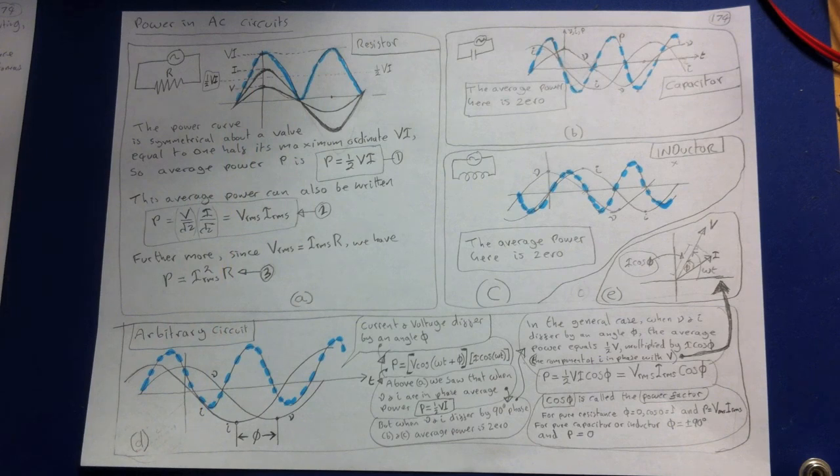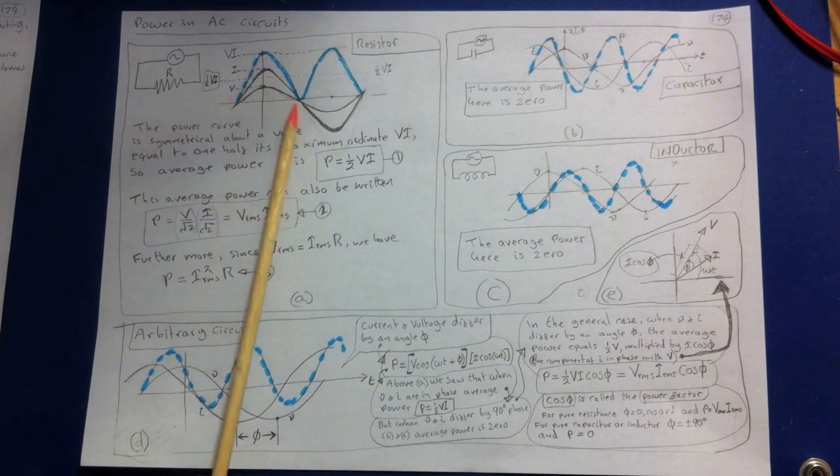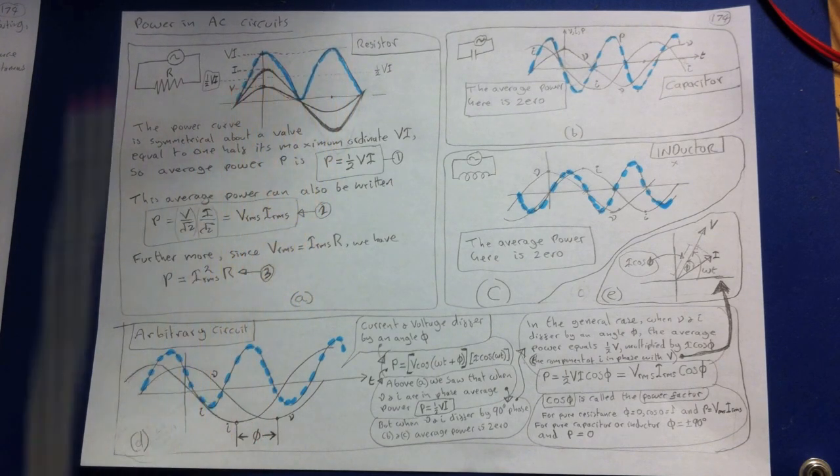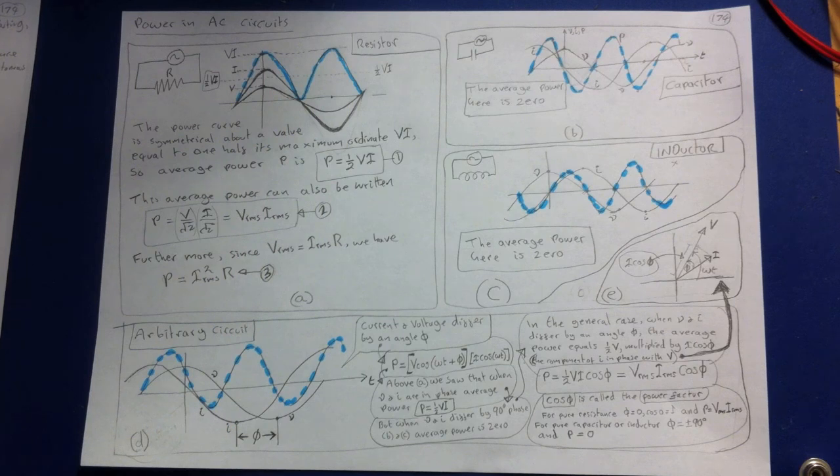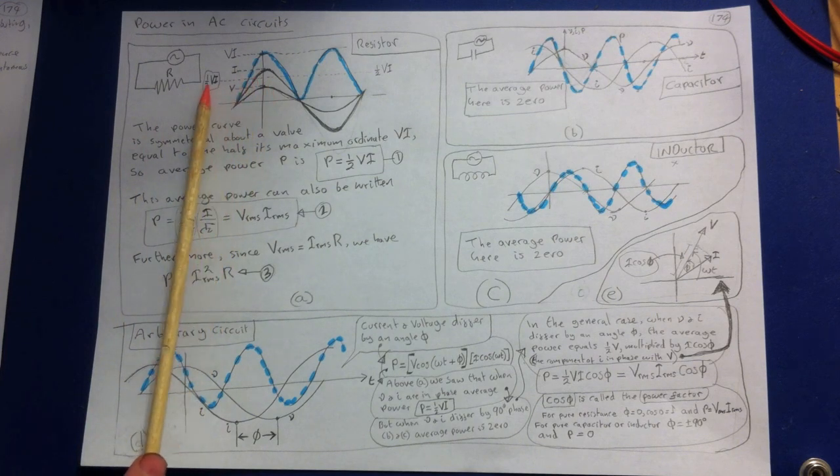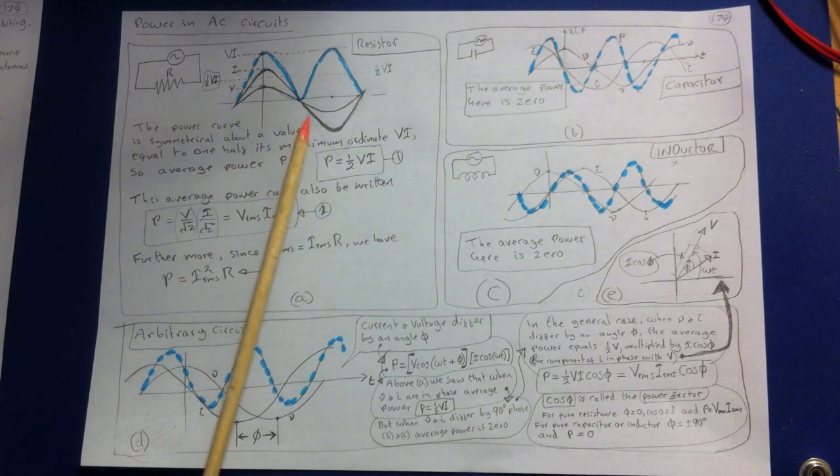The product vi is positive when v and i are both positive and both negative. That is, energy is supplied to the resistor at every instant for either direction of instantaneous current, although the rate at which it is supplied is not constant. Obviously there are some oscillations there. The power curve is symmetrical about a value equal to 1/2 of its maximum ordinate, V times I, so you can see that this is the half value going through the middle here, so therefore we can just write down immediately that the average power is half VI.